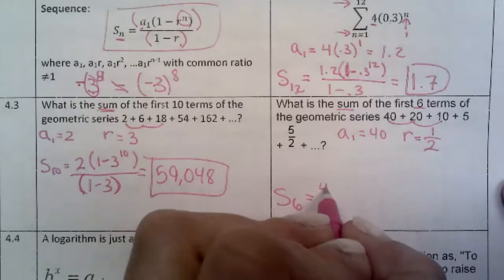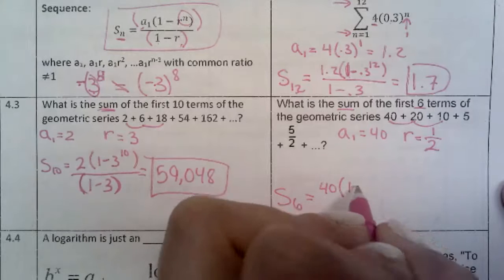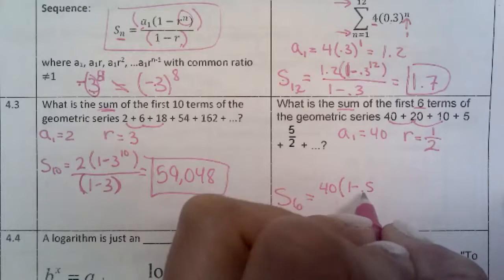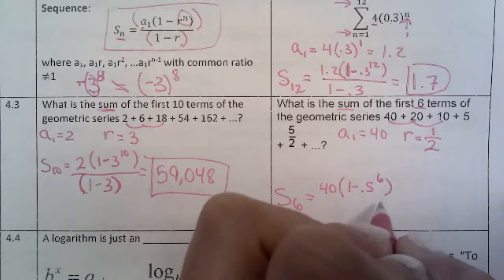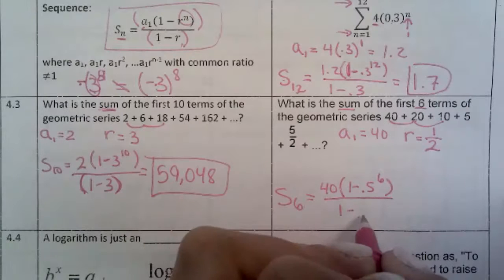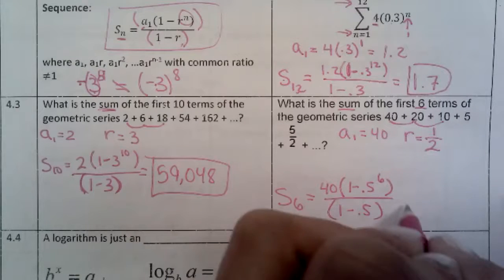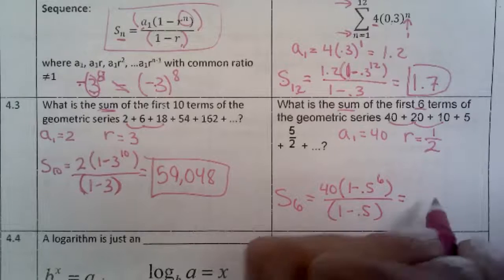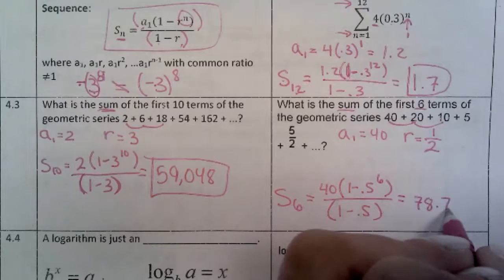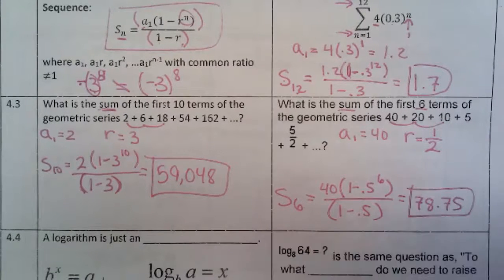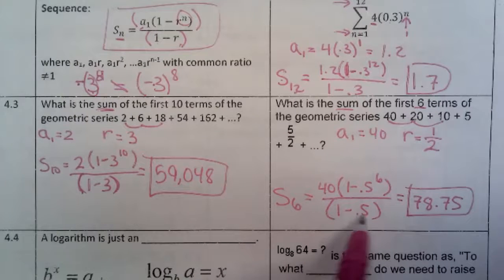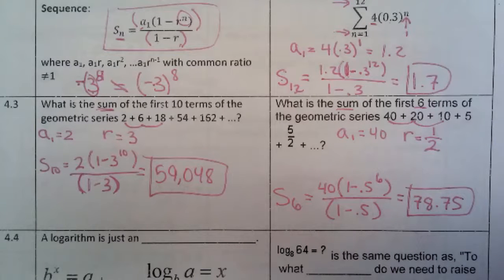Okay, so that's going to be 40 times 1 minus 1/2 or 0.5 to the 6th power, all over 1 minus 0.5. And that's going to give us 78.75. And once again, make sure the denominator's in parentheses, otherwise you'll get 38 point something.